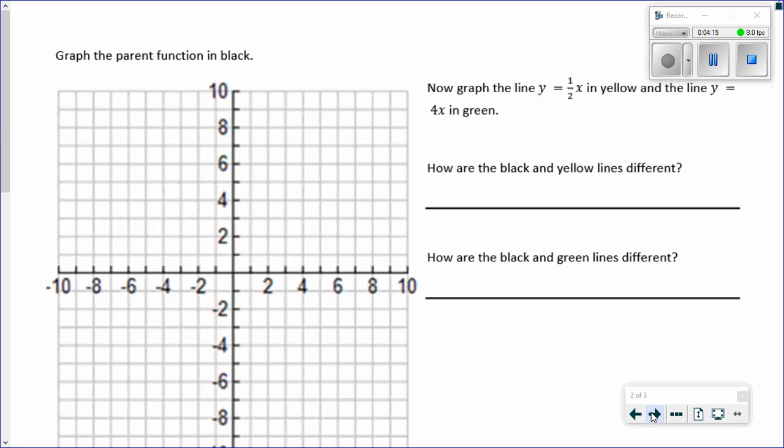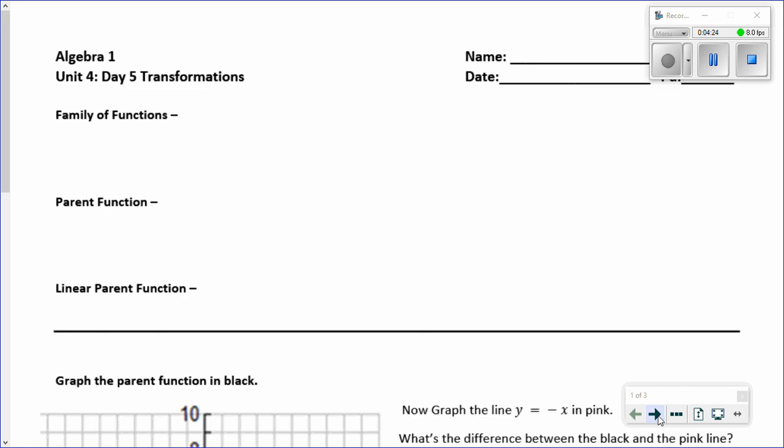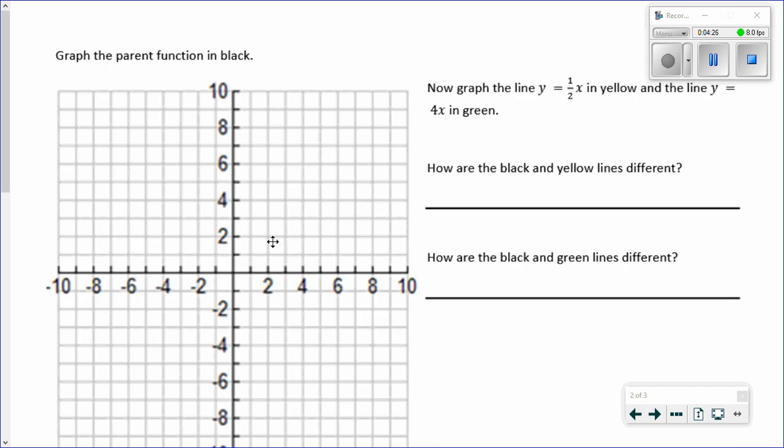Okay? On your next page, we're going to regraph the parent function just because our graph was getting a little crowded. So here's my black line, which is my parent function. Now I'm going to graph the line y equals 1/2 x. So here, this has a y-intercept of 0 still, but it's got a slope of 1 over 2. So from the origin, I'm going to go up 1 over 2, and that creates my yellow line.